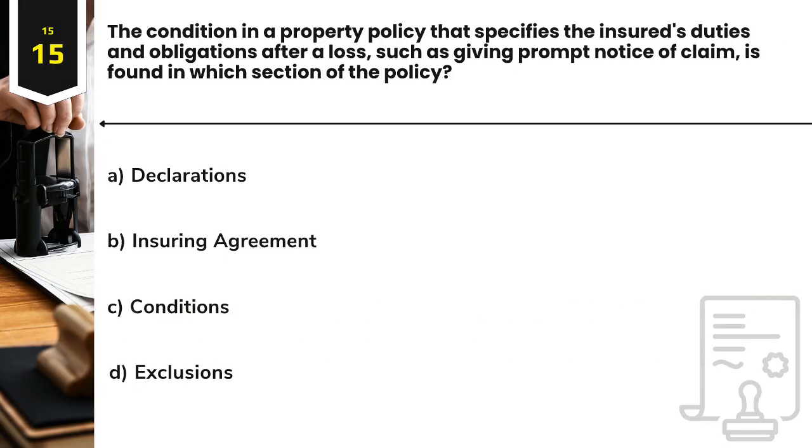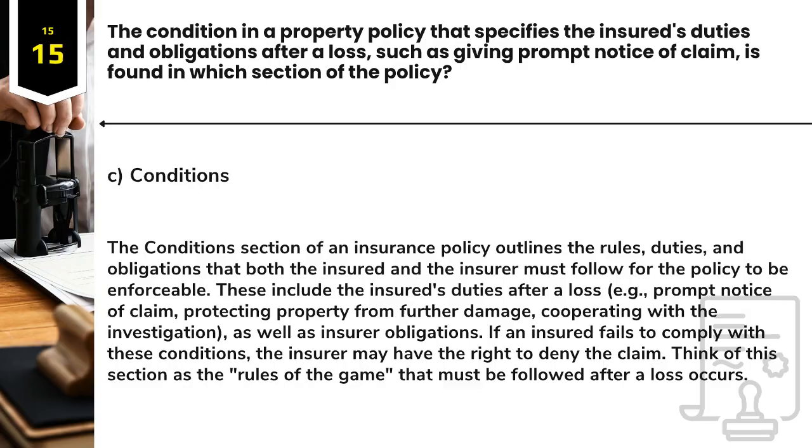Question 15. The condition in a property policy that specifies the insured's duties and obligations after a loss, such as giving prompt notice of claim, is found in which section of the policy? A. Declarations. B. Insuring agreement. C. Conditions. D. Exclusions.